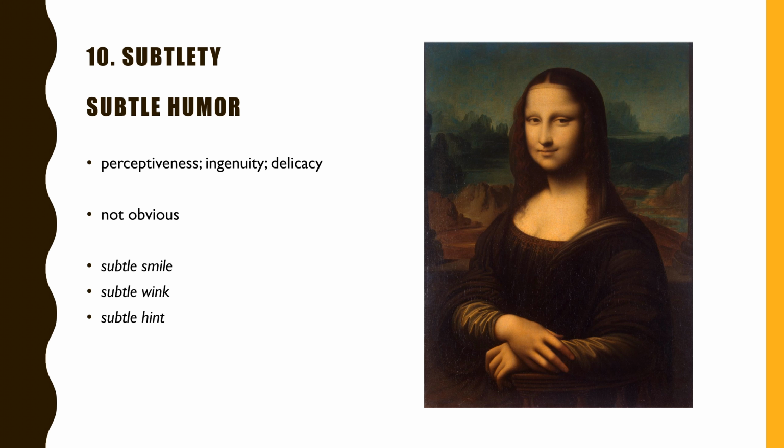Somebody might give you a subtle wink, a little bit of a wink that no one else notices, and subtle hint. The noun form is subtlety. Now remember, please, that the B is silent in this word, so it's not sub-tle, it's subtle. Subtle smile and subtlety.